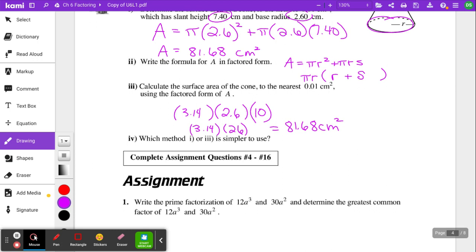Okay, let's do some work. Any questions about that? Why I would do that? What was the point of that? I don't know. Just trying to tell you that sometimes factoring it helps make it simpler.